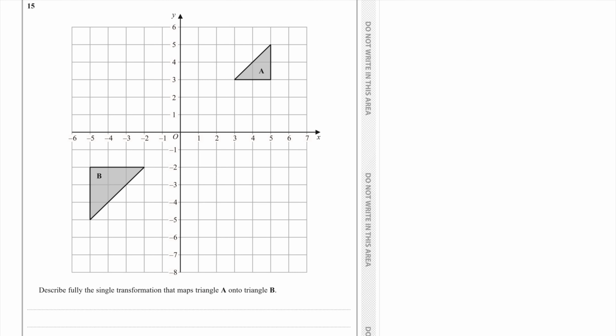Question 15. Describe fully the single transformation that maps triangle A onto triangle B. It has to be a single transformation. One shape is larger than the other one, so it's an enlargement. Joining two pairs of corresponding corners, we find the center of enlargement, 1, 1. The shapes are facing opposite ways, so it's going to be a negative scale factor.